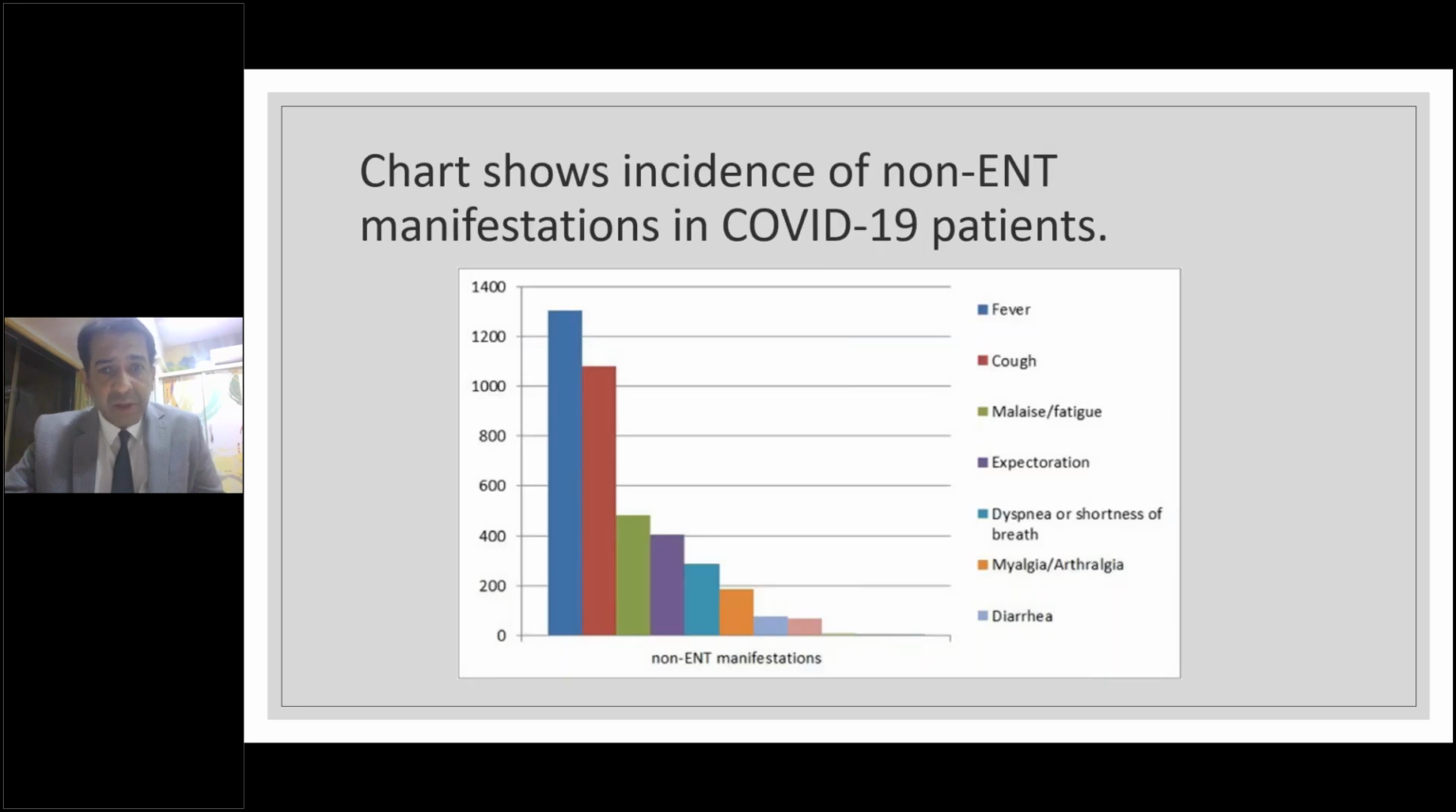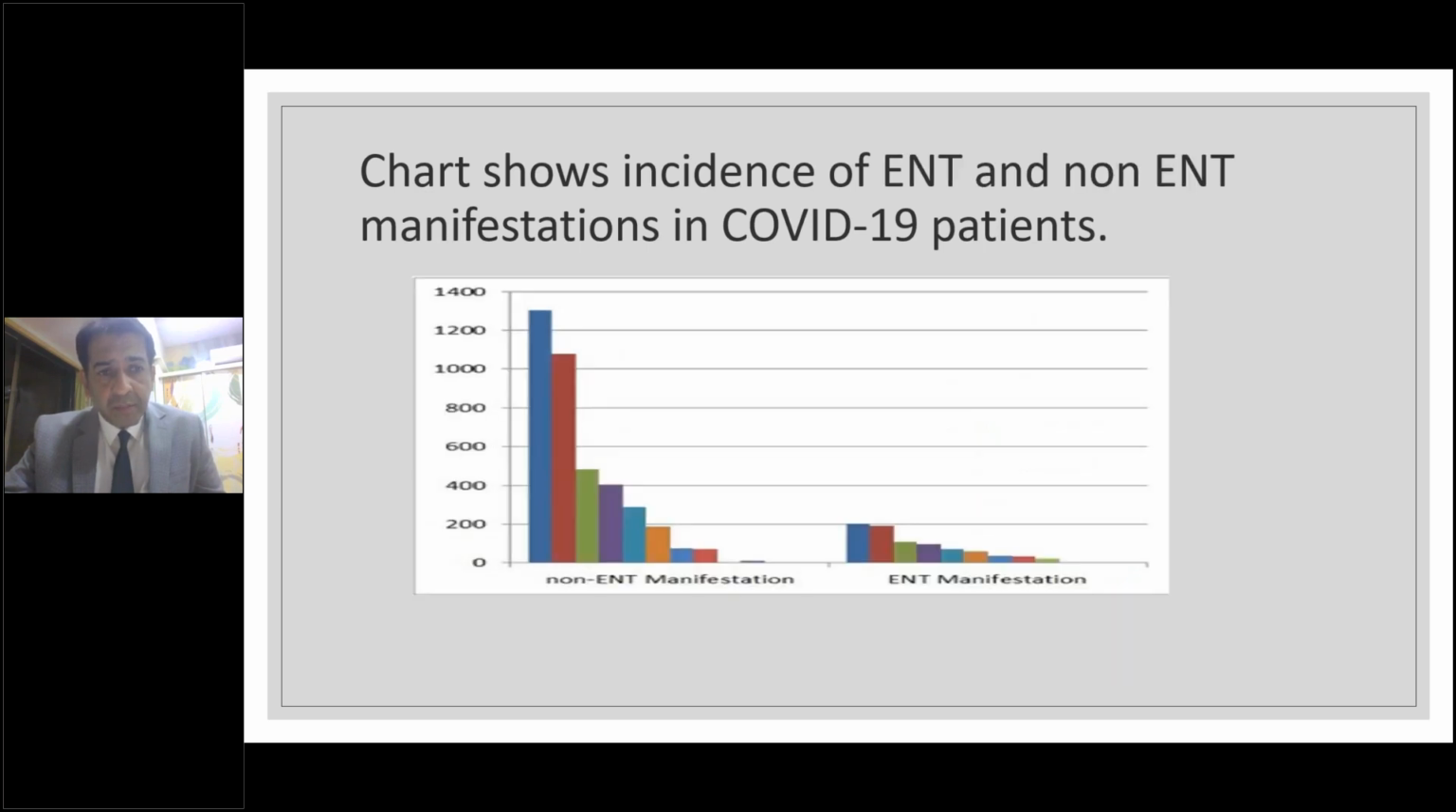This is a brief chart which shows the various symptoms like fever, cough, malaise or fatigue, expectoration, dyspnea or shortness of breath, myalgia, and diarrhea. This chart shows a comparison between non-ENT manifestations and ENT manifestations in a brief study of proven COVID-19 patients.